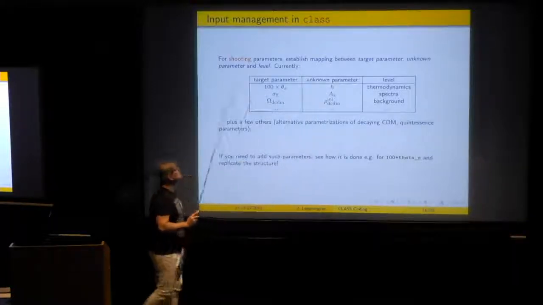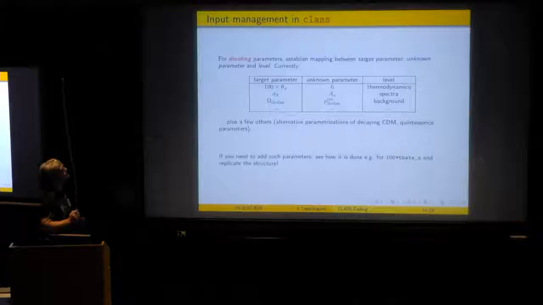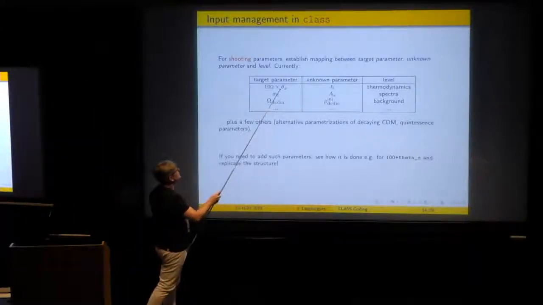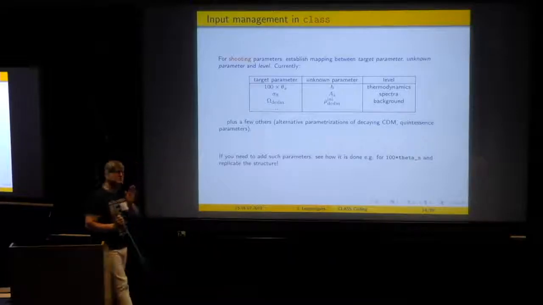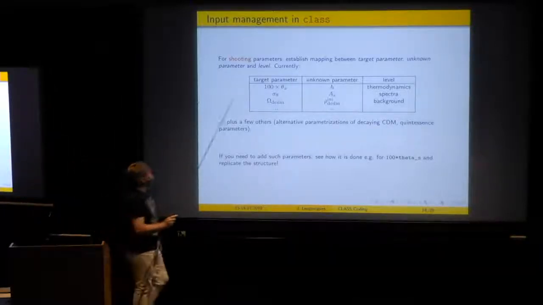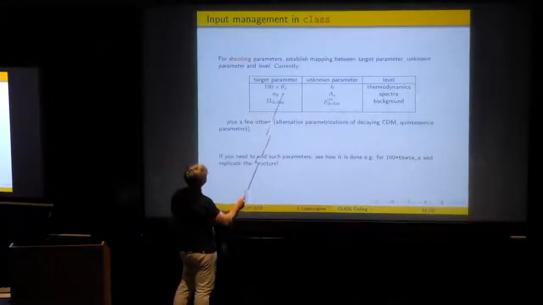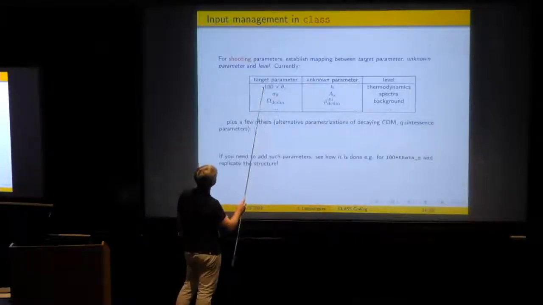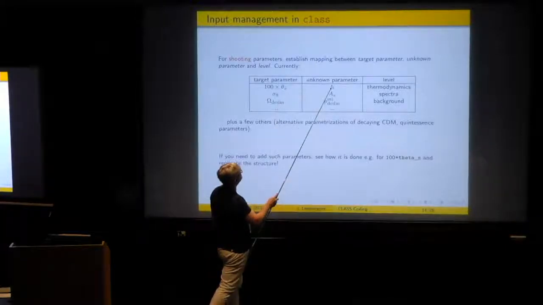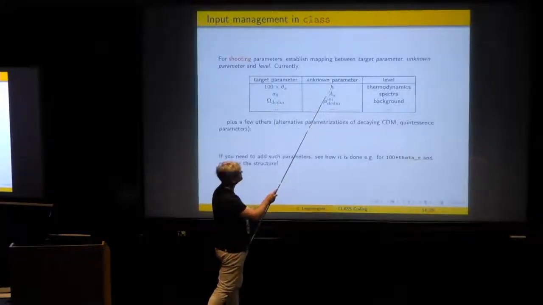And similarly, if you want to fit Planck, you want to use as a parameter the angular scale of the sound horizon. This is also an a posteriori parameter. So here we say that the user can pass a target parameter 100 theta_s, and then the shooting will have the goal of determining the unknown parameter h.